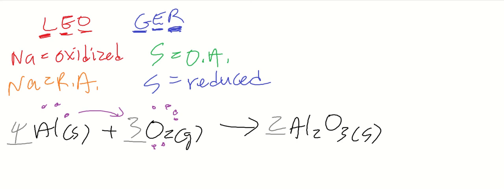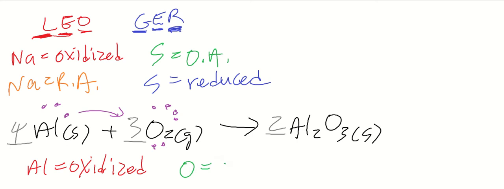All right, so aluminum is clearly losing electrons. Losing electrons, so aluminum is being oxidized. What is oxidizing aluminum? That's going to be oxygen. So that's going to be your oxidizing agent.